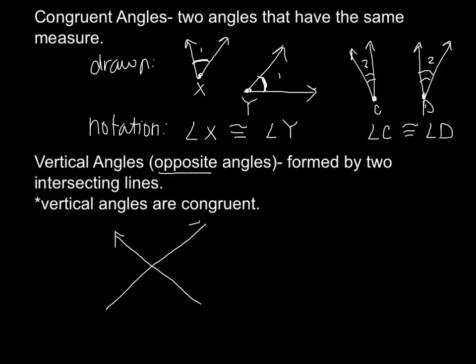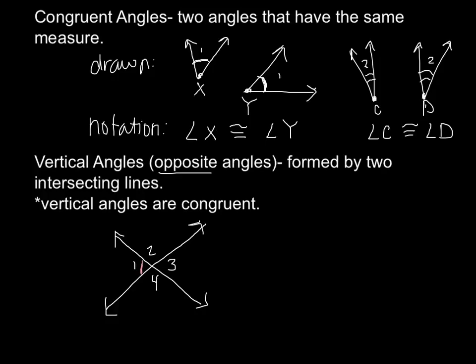Okay, so they go on forever because they are lines. So we need to put our arrows at the end. We have angle 1, 2, 3, and 4. Okay, so what intersecting or vertical angles means is that the vertical angles are congruent, or the opposite ones.